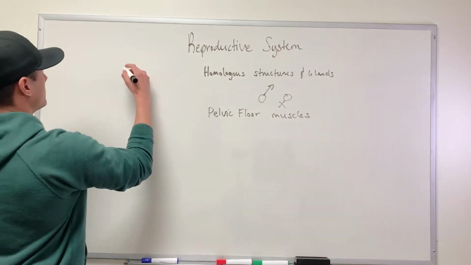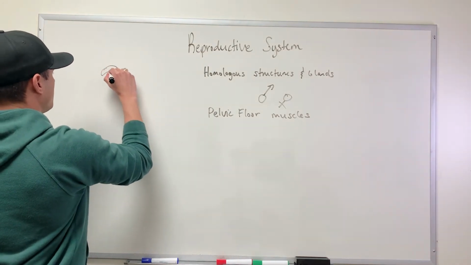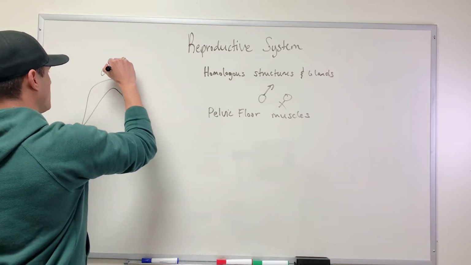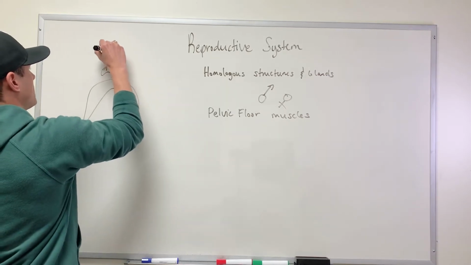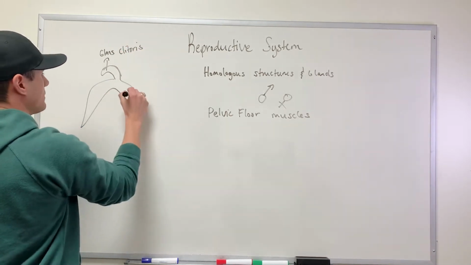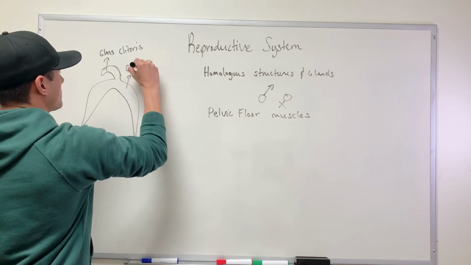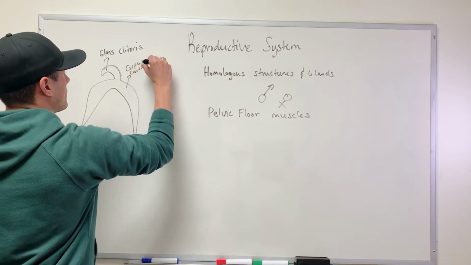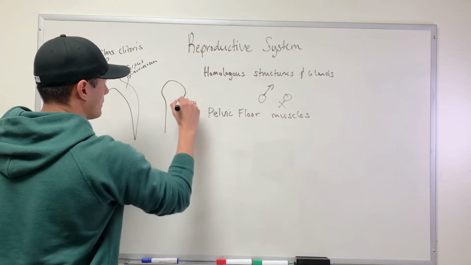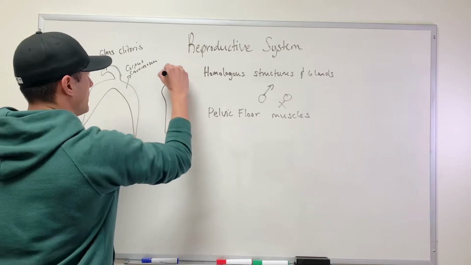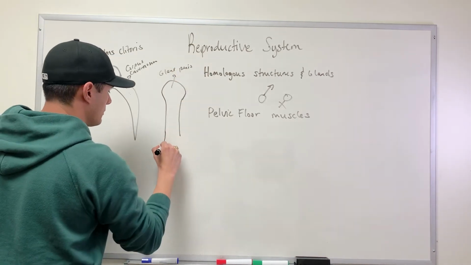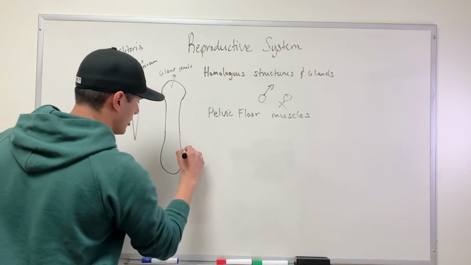So what I'm drawing here, this is the female clitoris, and it's shaped like this. This part is the glans clitoris. Okay, and this part over here is the corpus cavernosum. So what about the male? This part is the glans penis, so very similar. And then as we go down at the root of it, this is the bulb.